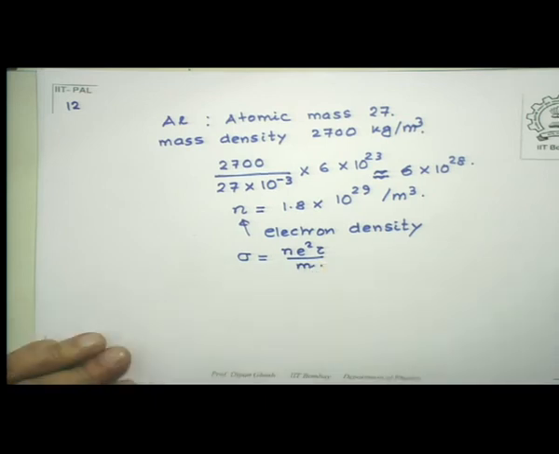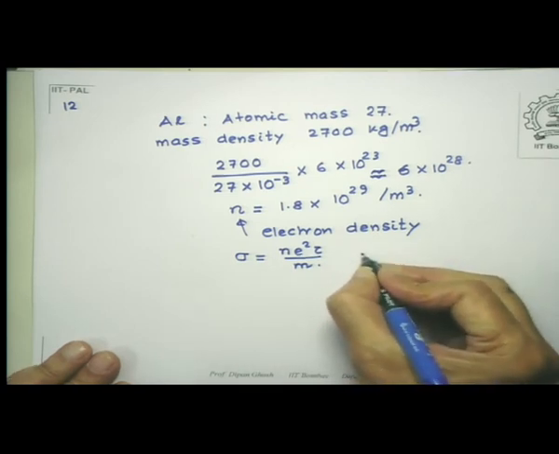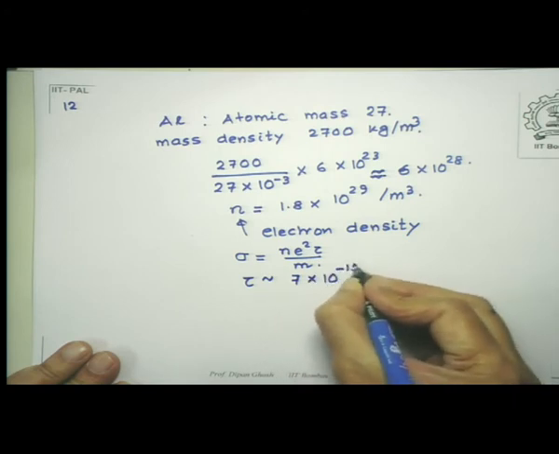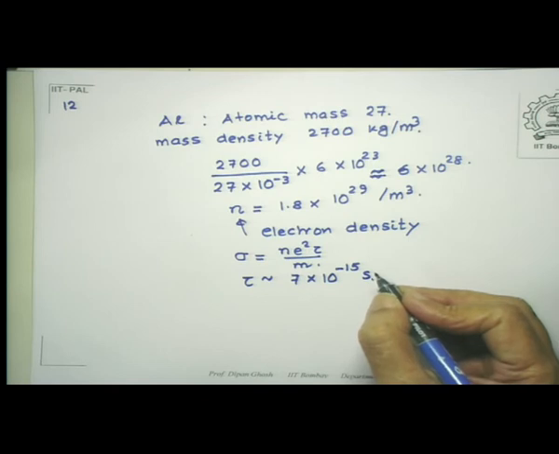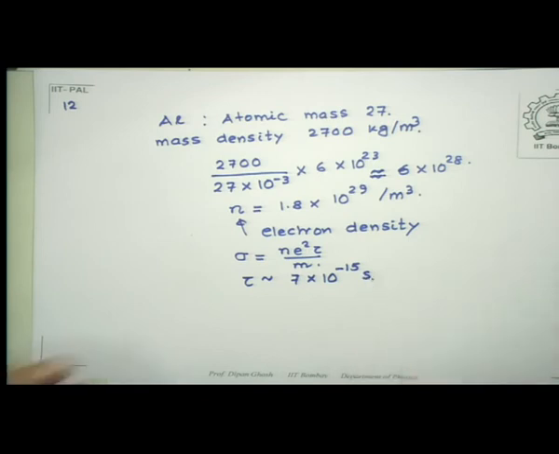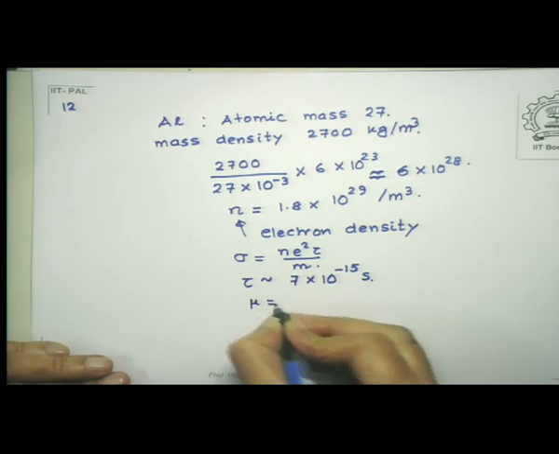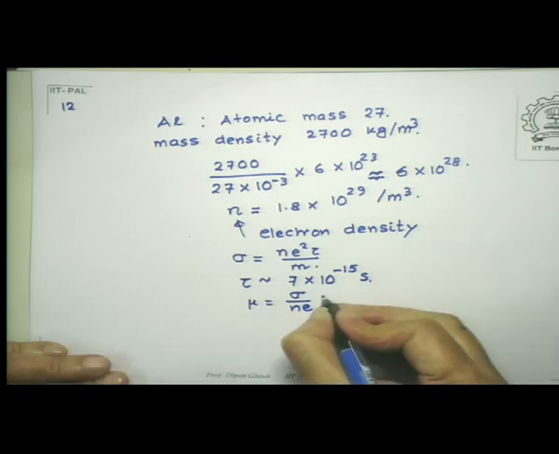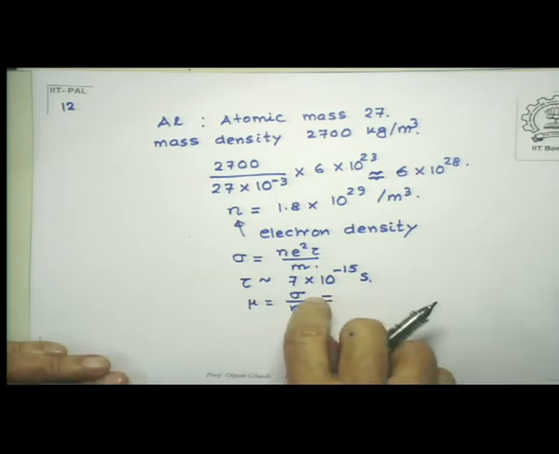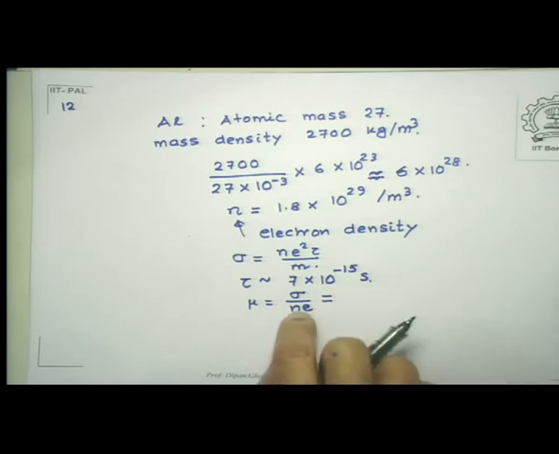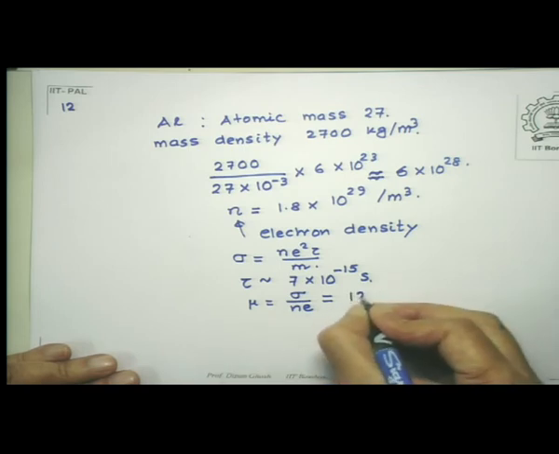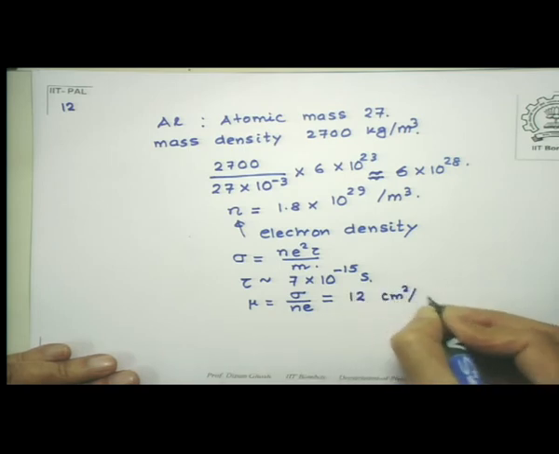and substitute the conductivity values, and you find that tau is of the order of 7 into 10 to the power minus 15 seconds. You have calculated the mobility, which is sigma over Ne. I will not repeat this calculation because we have calculated the sigma, and then N we have got, and then E of course is given. If you do this, it works out to 12 centimeter square per volt second.